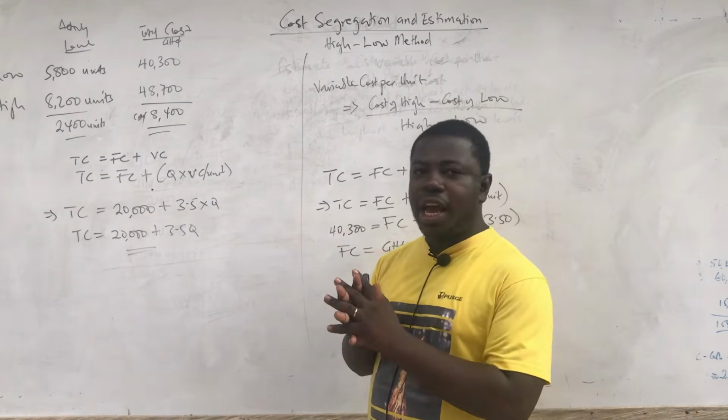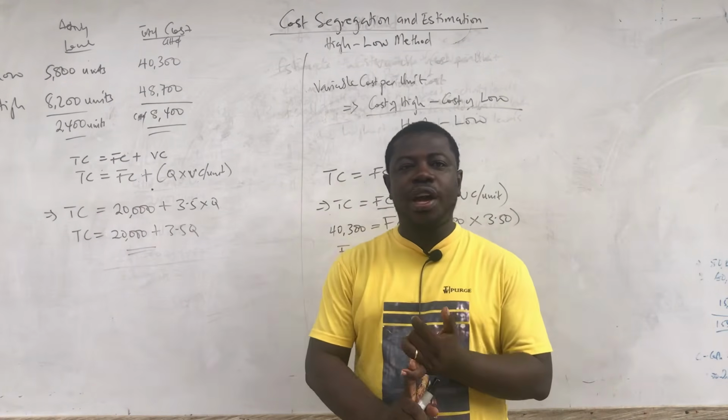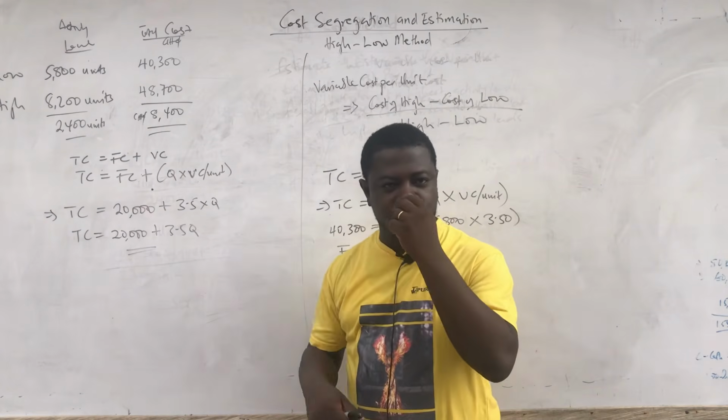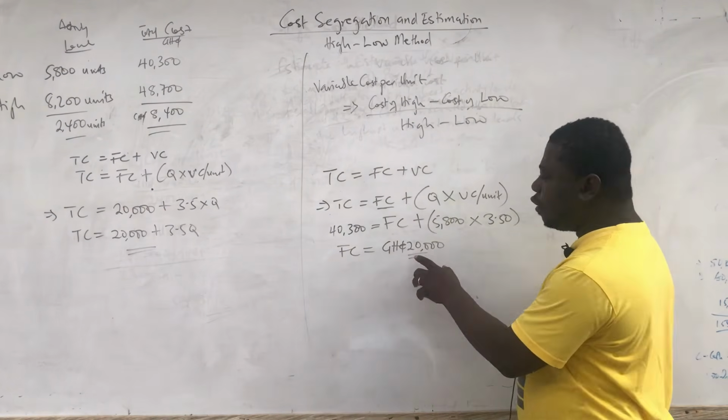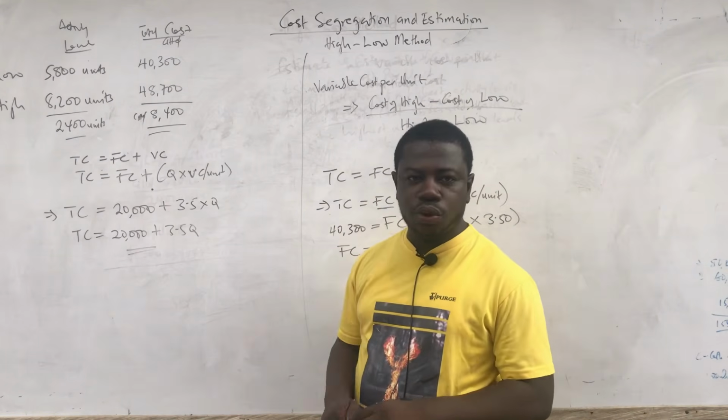And so the purpose of the high-low method is generally to get the total cost function. So first of all, we have to estimate the variable cost per unit, and then we can use any of the activity levels, whether the high or the low, to find the fixed cost as we have done. And then finally, we will establish the total cost function.